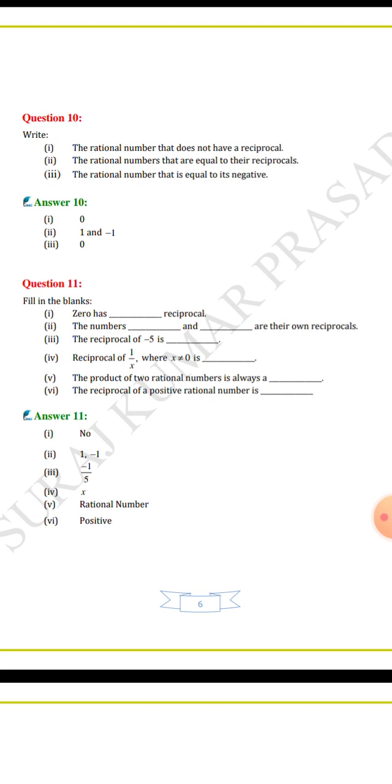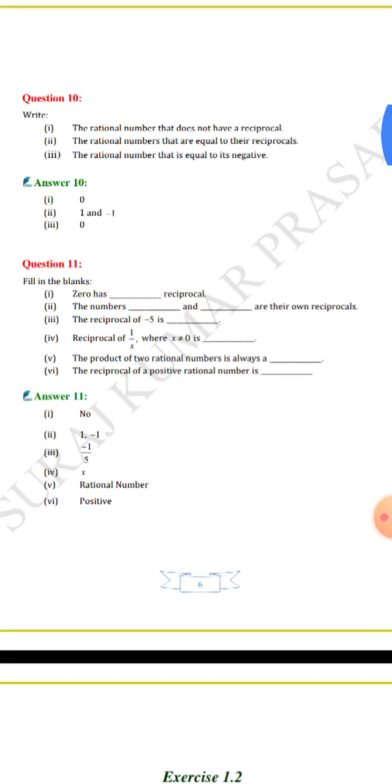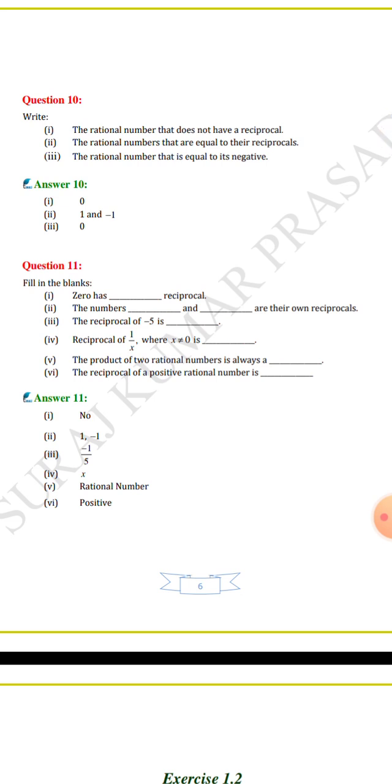Question number 11. Fill in the blanks. First one, 0 has dash reciprocals. There are no reciprocals for 0. Second one, the numbers dash and dash are their own reciprocals. The numbers 1 and minus 1 are their own reciprocals. Third one, the reciprocal of minus 5 is minus 1 by 5. Fourth one, the reciprocal of 1 by x where x is not equal to 0 is x.